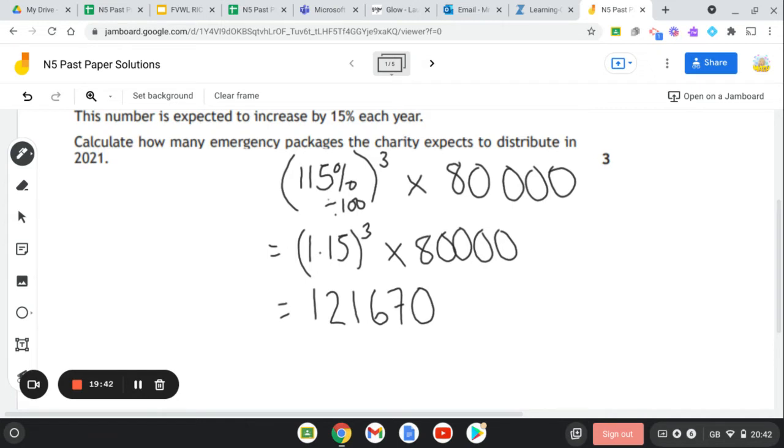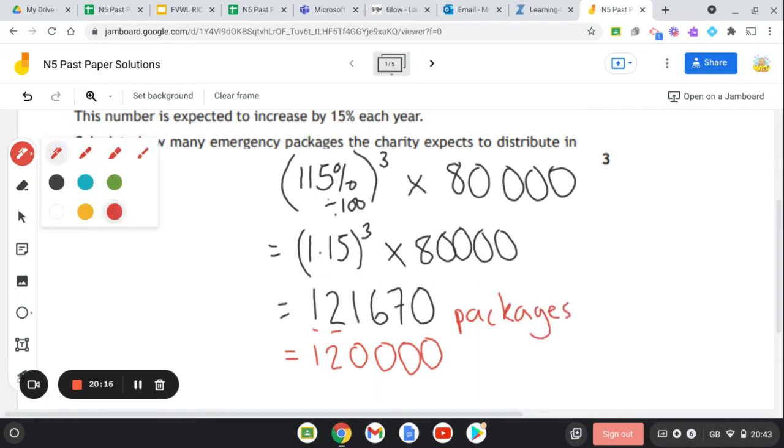Just be careful, because sometimes they could change a question like this into a 4-mark question. They might ask you about rounding to significant figures. If they ask you to round to 2 significant figures, you just have to think, that's my first one, that's my second one. So I've got 120,000. And what we should really do is put on the units, so in this case, it is packages, because we can be very particular about having the correct units on there.